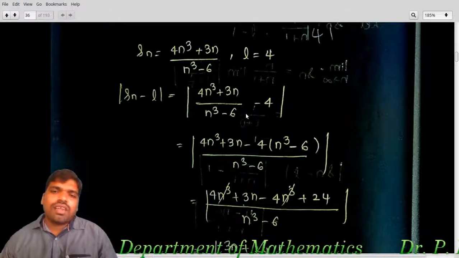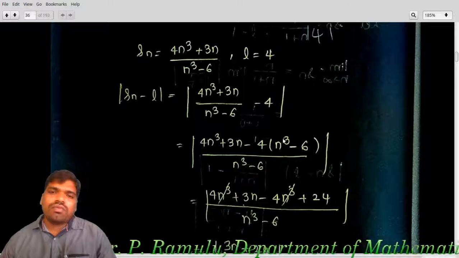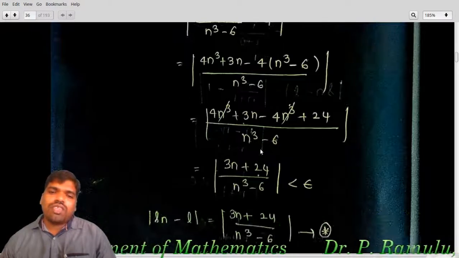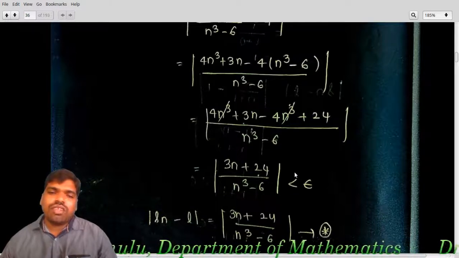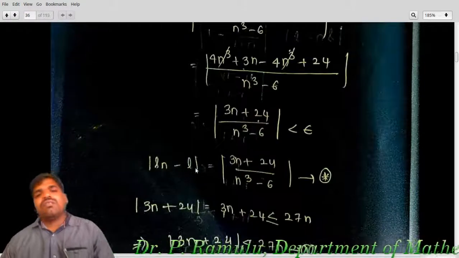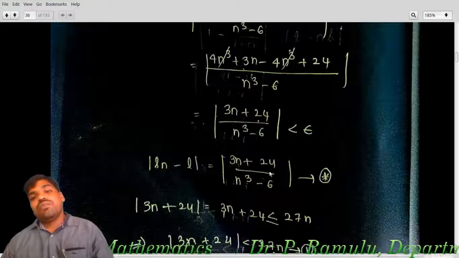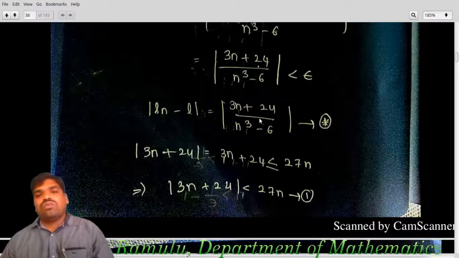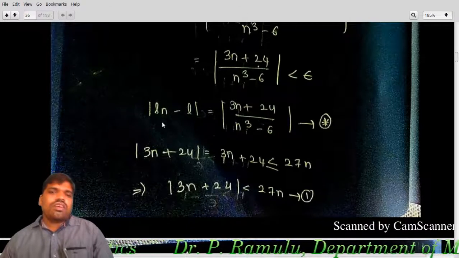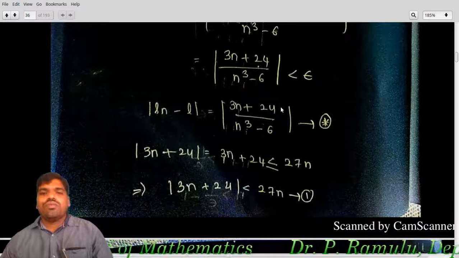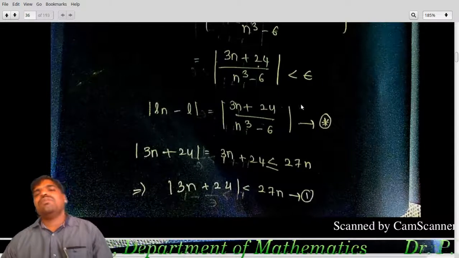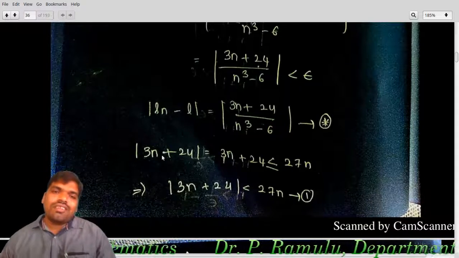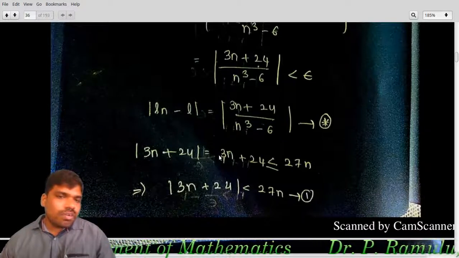If I cross multiply, we get 4n cube plus 3n minus 4 times n cube minus 6, over n cube minus 6. The 4n cube terms cancel out, leaving 3n plus 24 by n cube minus 6, which should be less than epsilon. Here Sn minus L is equal to 3n plus 24 by n cube minus 6. I mark this as star. Now it is difficult to find n from this, and we are unable to find it in terms of epsilon. For that reason I consider 3n plus 24.